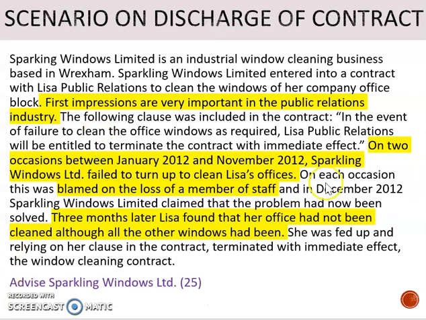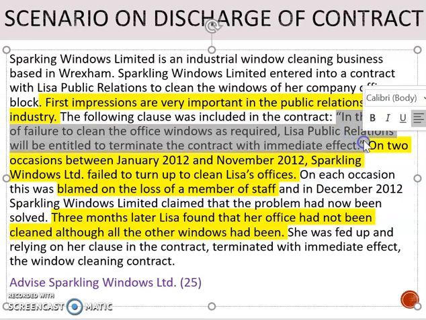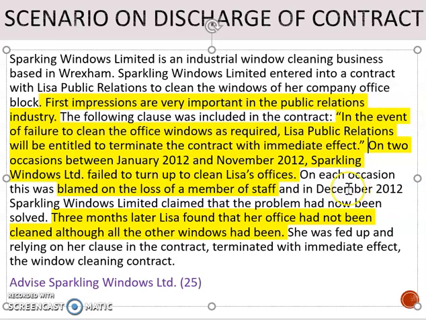Possible to say that it's been terminated by agreement. Well, you can see here that there's a term of the contract that in the event of failure to clean, Lisa Public Relations can terminate the contract. Now, that seems to be a unilateral agreement, and it doesn't seem that Sparkling Windows have given any consideration for that, so that might not be relevant to us.